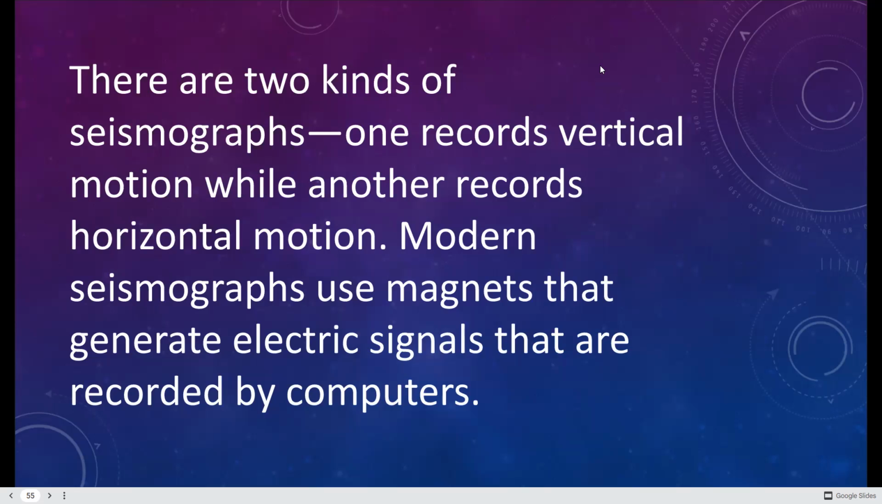Modern seismographs use magnets to generate electric signals that are recorded by computers. Because we are now using computers to analyze these seismic waves, we tend to get more accurate information, and more data out of it, computer generated.